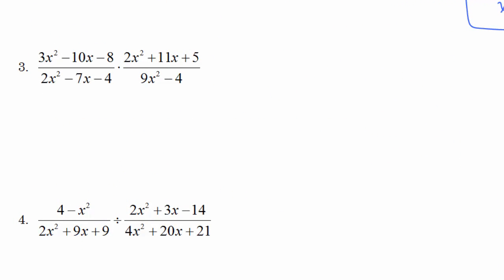Alright, number 3, we're multiplying, so we don't need to take the reciprocal. We have some more complicated kinds of factoring. That's a trinomial. It doesn't have a coefficient of 1. So for the 3, I can only use 3 and 1. Now 8, I could use 8 and 1 or 2 and 4. Let's try the 2 and 4.